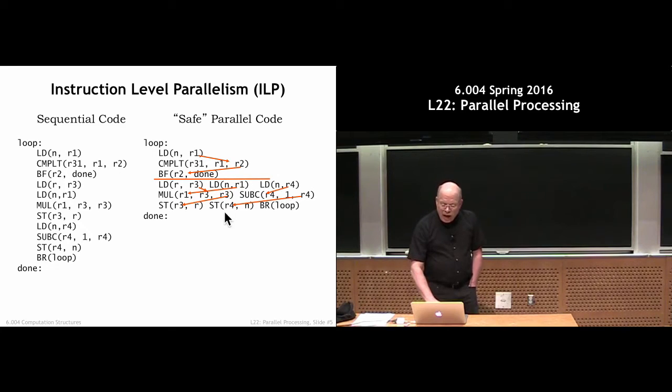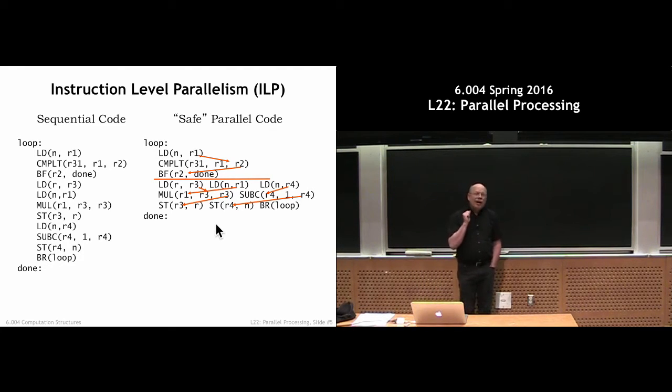So the question is, how much instruction level parallelism is there? How much ILP can we find? And then what sort of hardware do we need to build to actually do it? And the answer is, we can do pretty well up to a point.